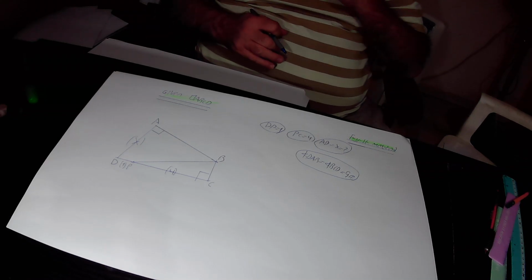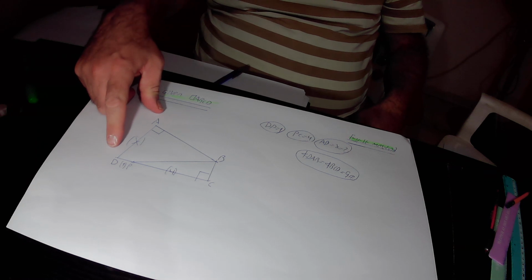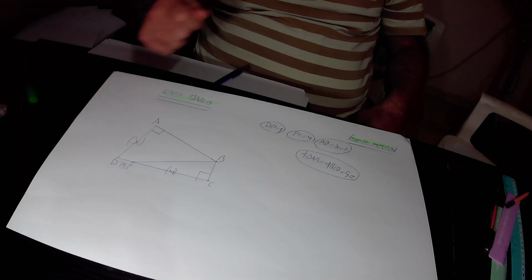In this second question, our task is to find out the length of side AD. This side AD is equal to x. So we have to find out the value of x.